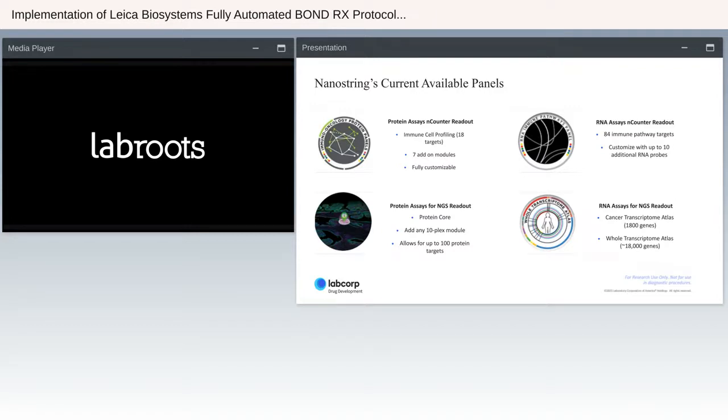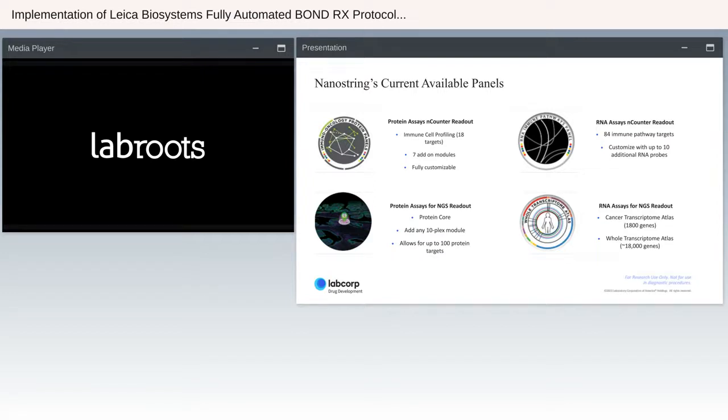On the upper right-hand corner is the RNA assays nCounter readout. So this is the one for those who are looking more for RNA analyte abundance. The IO core has 84 immune pathway targets, and you can also add up to 10 additional RNA probes. So these probes are designed in silico by NanoString and delivered to LabCorp as a set that just gets added onto that IO core, and it is also read out by the nCounter.